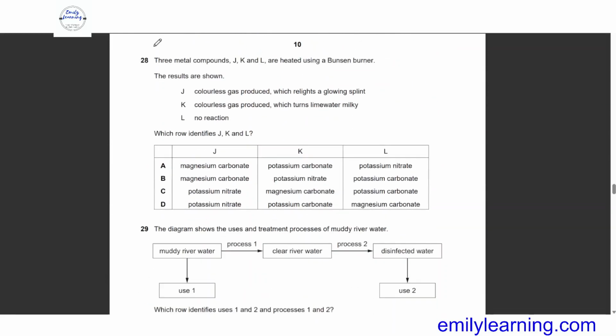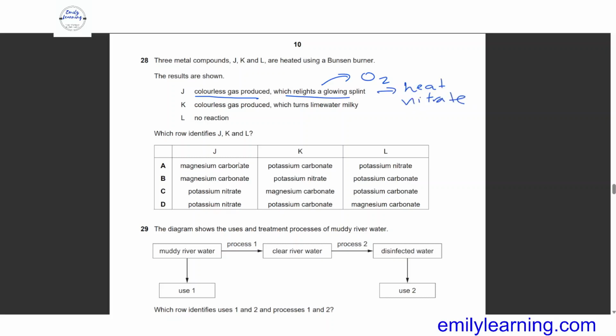Moving on to question 23. So you have 3 metal compounds J, K, and L. They are heated using a Bunsen burner. These are the results. So which row identifies J, K, and L? So you have a colorless gas produced which relights a glowing splint. So when you heat J, you have a colorless gas which relights a glowing splint. In other words, you have O2. So when do you have oxygen being produced? That is when you heat a nitrate.